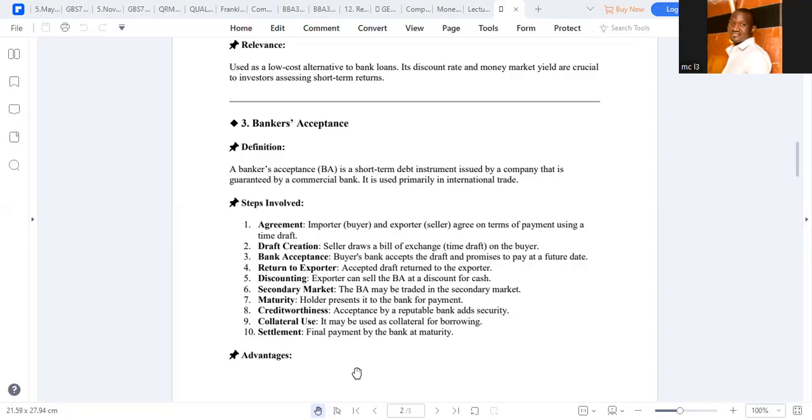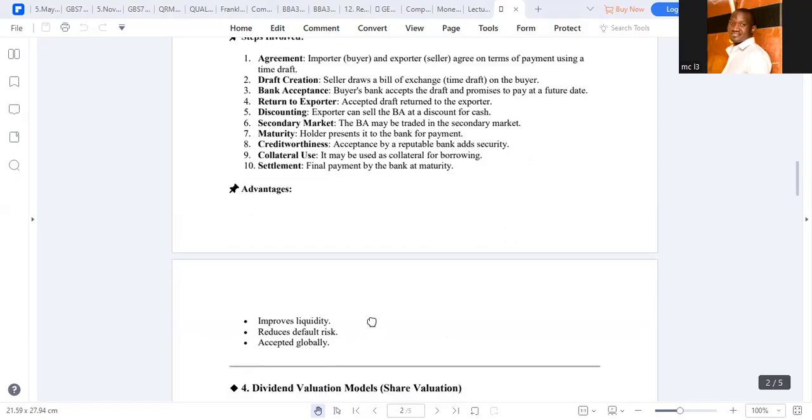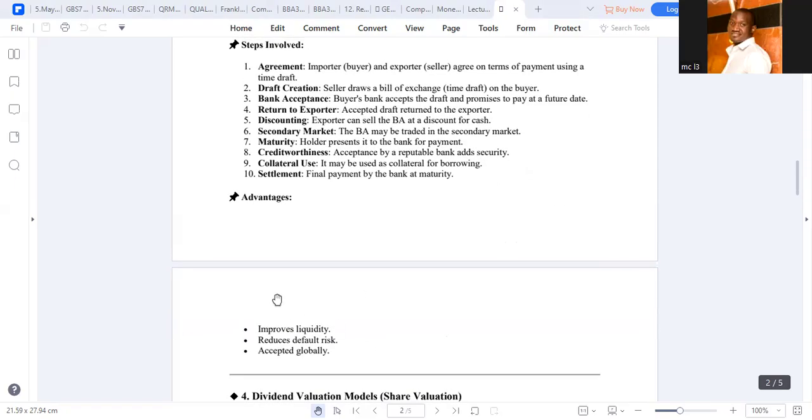For exporters, bank acceptances will offer payment assurance and liquidity. For banks, they provide short-term assets and generate fees. For investors, they offer low-risk returns. So these are some of the advantages. They improve liquidity, they reduce default risk, and they're generally accepted.